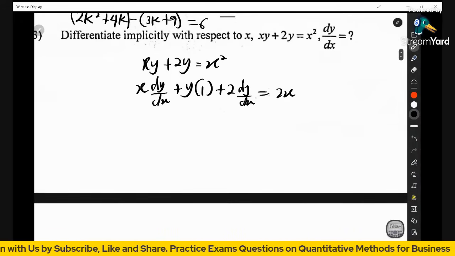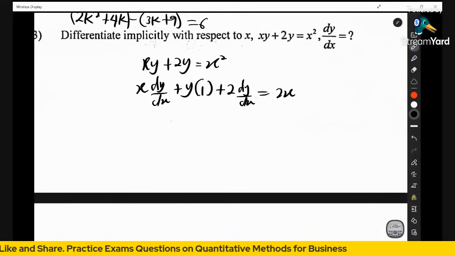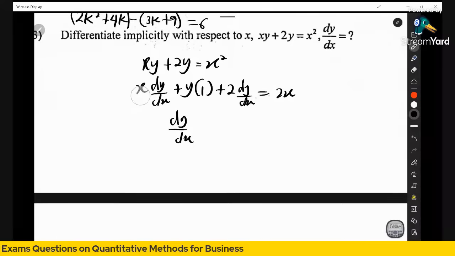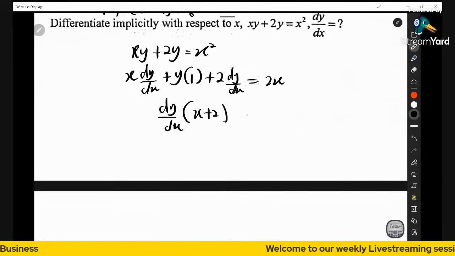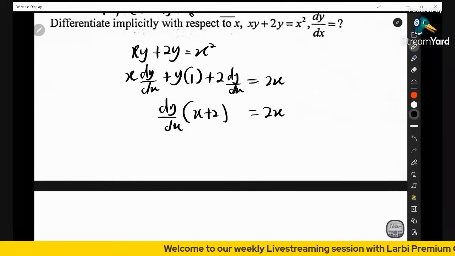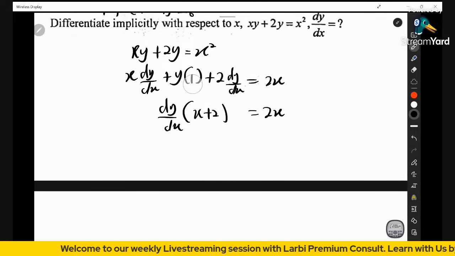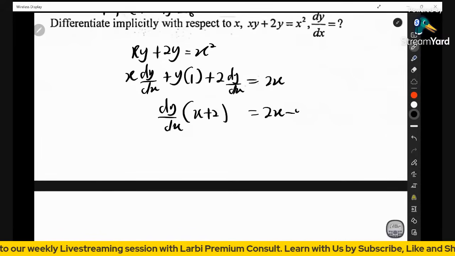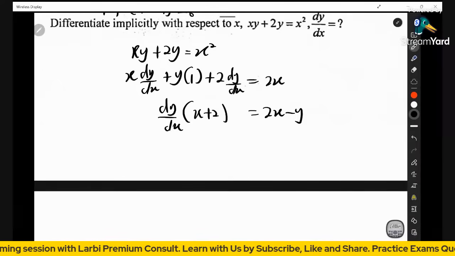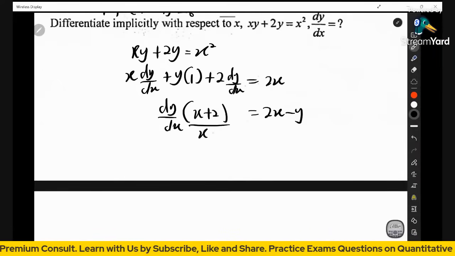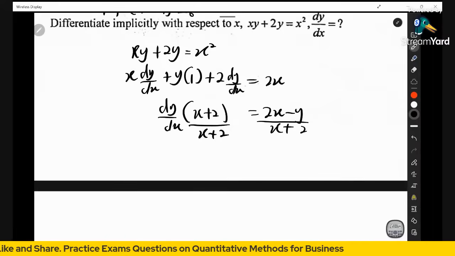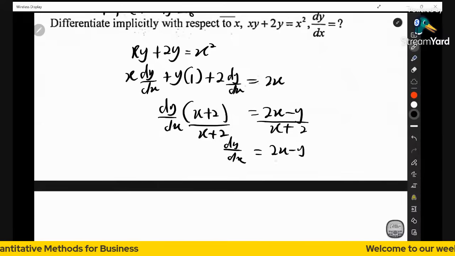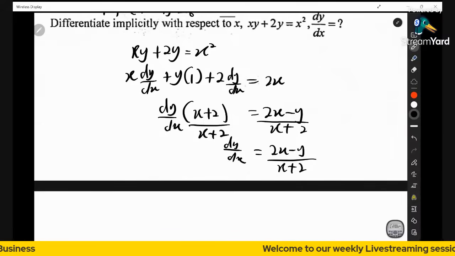So at the end of the day, I want to make dy over dx the subject. So it becomes dy over dx. I have x here, I have 2 here, so I'll bring them into brackets, x plus 2, and that should be equal to 2x. Remember, we have y multiplying 1 here. That also will join the 2x, so that makes it negative y. Since I want to find dy over dx, I'll divide both sides by x plus 2. Therefore, my dy over dx is going to give me 2x minus y divided by x plus 2. And I'm done.